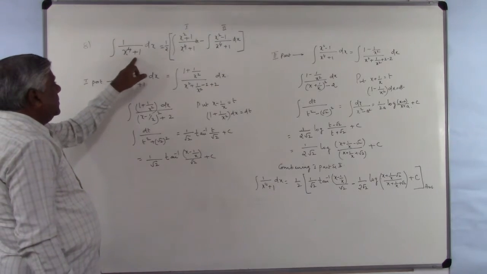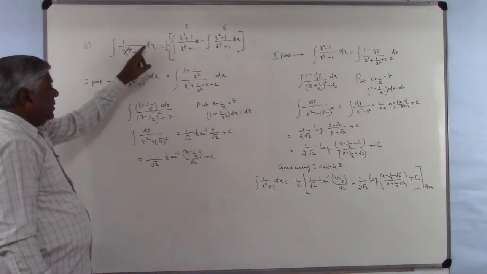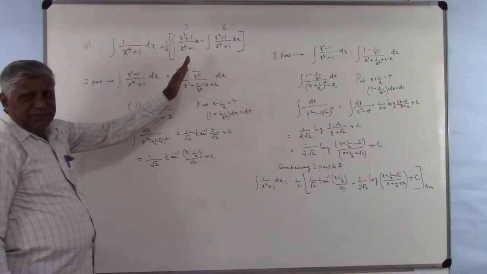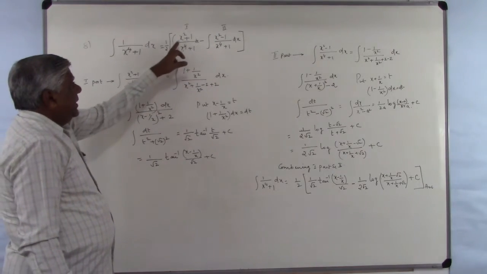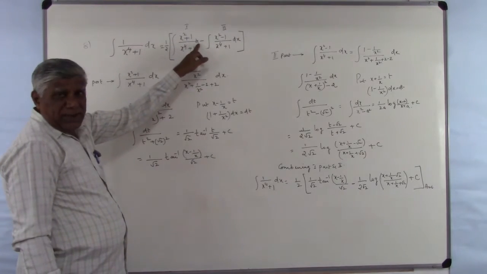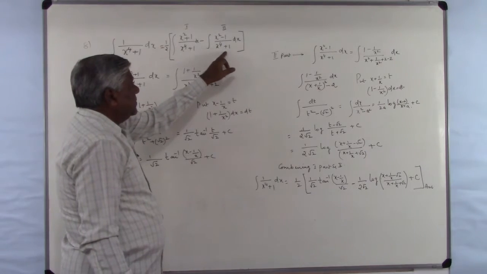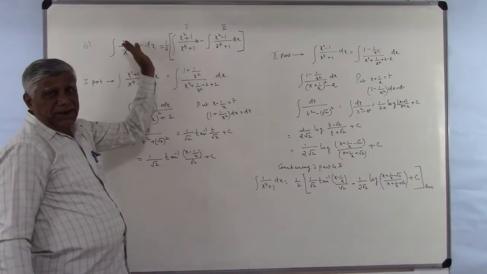Integral 1 over x to the power of 4 plus 1 into dx. What we are going to do is split it into a first and second part. See here, I am going to write it like this: half of integral x square plus 1 divided by x to the power of 4 plus 1 into dx minus integral x square minus 1 divided by x to the power of 4 plus 1 into dx. These are the two parts we are making.